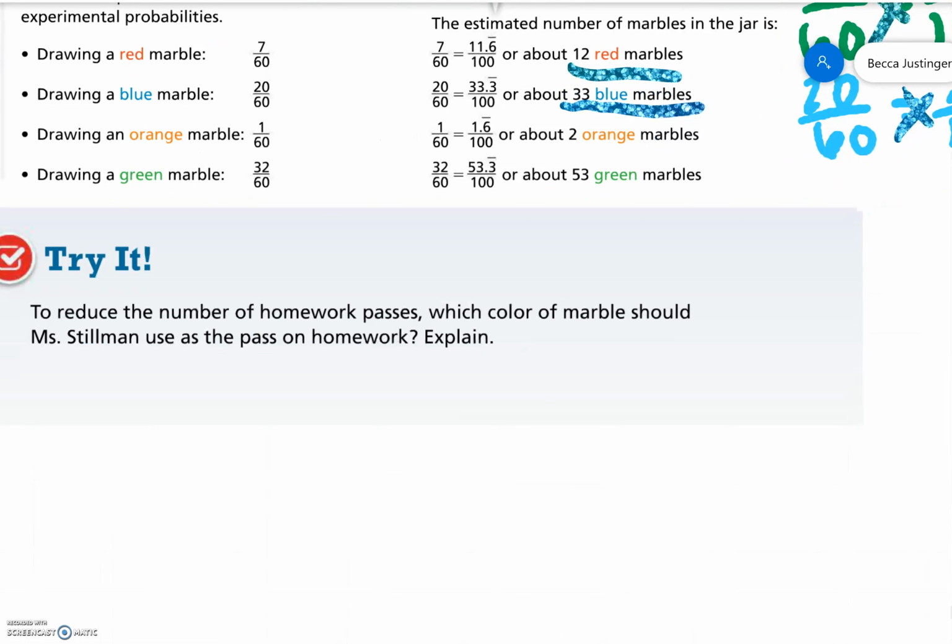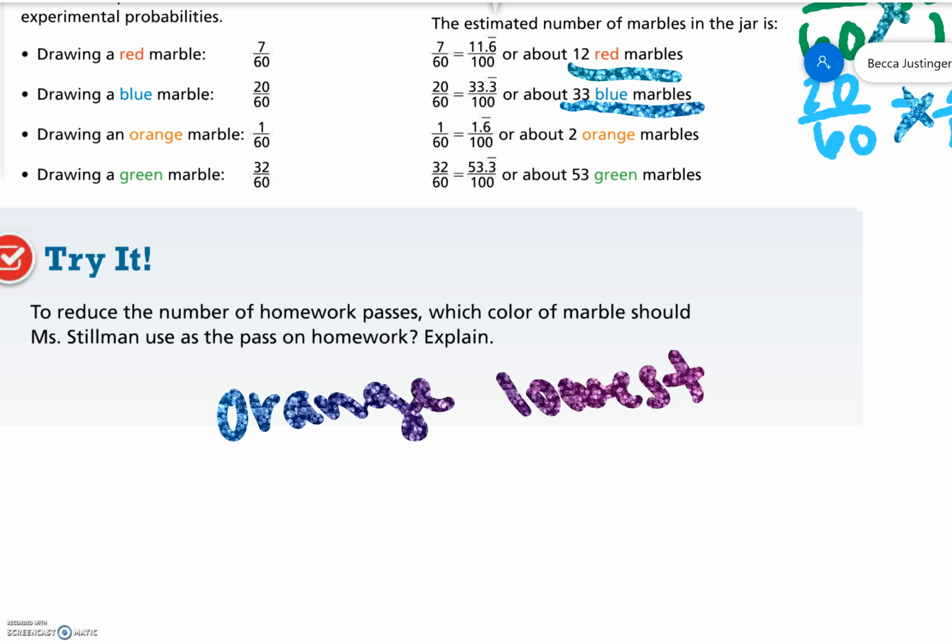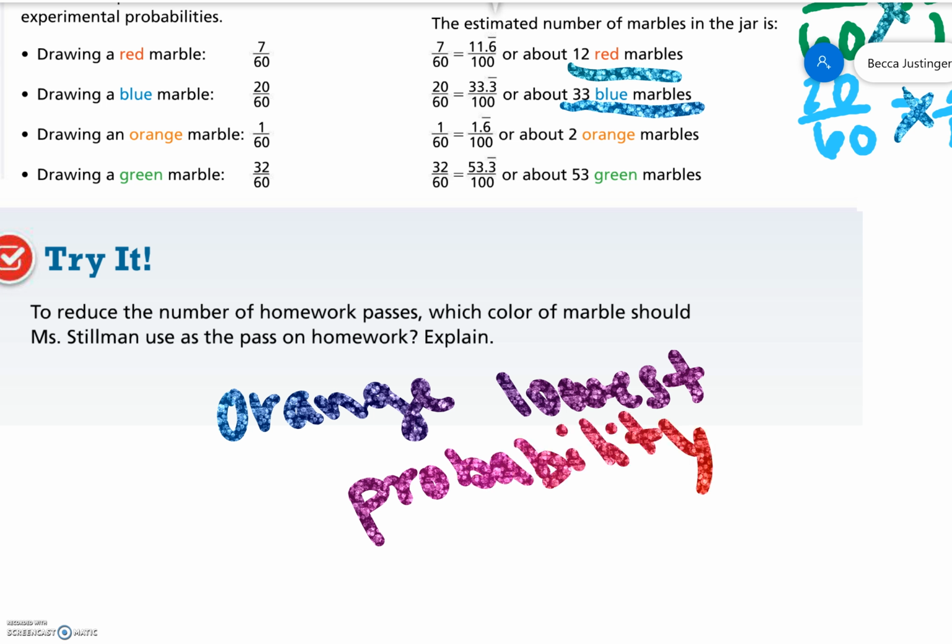So to reduce the number of homework passes, which color of marble should Ms. Stillman use on the pass on homework? So which one had the lowest percentage or the lowest probability? And that was orange. So it had the lowest probability of being picked, the smallest amount. There are only 2 orange in the whole thing based off of our experimental data.